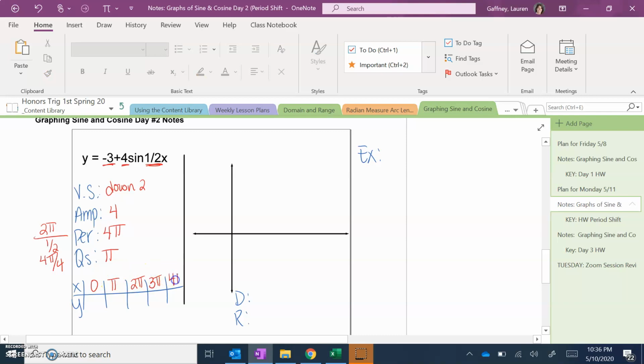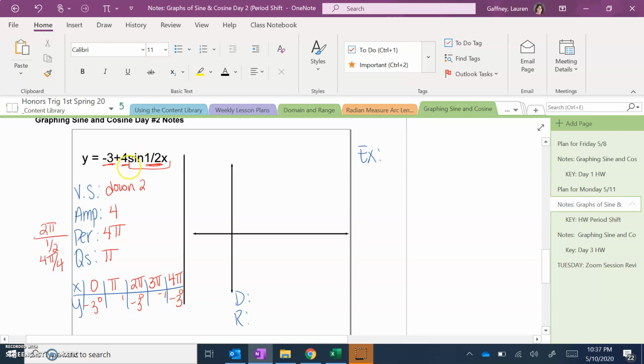pi, and pi. Now, since we said the period's 4 pi, this better be completing its one full cycle, and we better be ending at 4 pi here. We got some problems if we're not. Now, the values of sine. Okay, so now here, the 0 dictates just this portion right here. So if I take that times 4, still 0, and then negative 3. I'm going to fill that in for all the 0 spots.